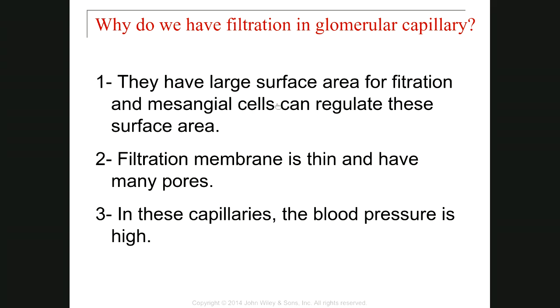The first one is this: the glomerular capillaries present a large surface area for filtration because they are long and extensive. Between these capillary networks, we have some mesangial cells which can regulate how much of this surface area is available for filtration. When mesangial cells become relaxed, the surface area is maximal, and the glomerular filtration is very high. When they contract, they reduce the available surface area and the glomerular filtration decreases.